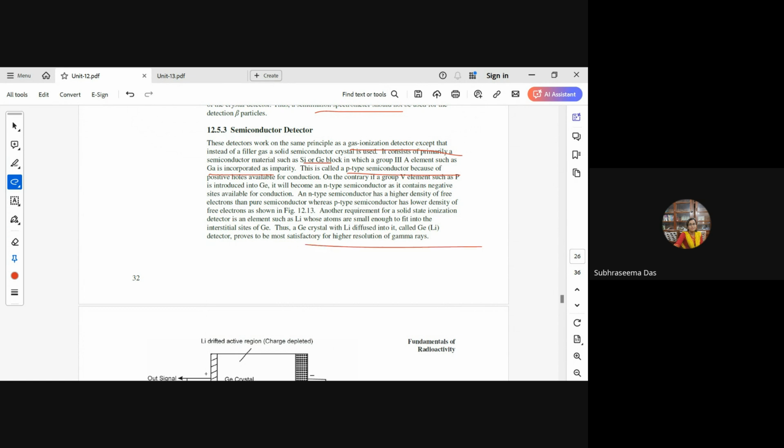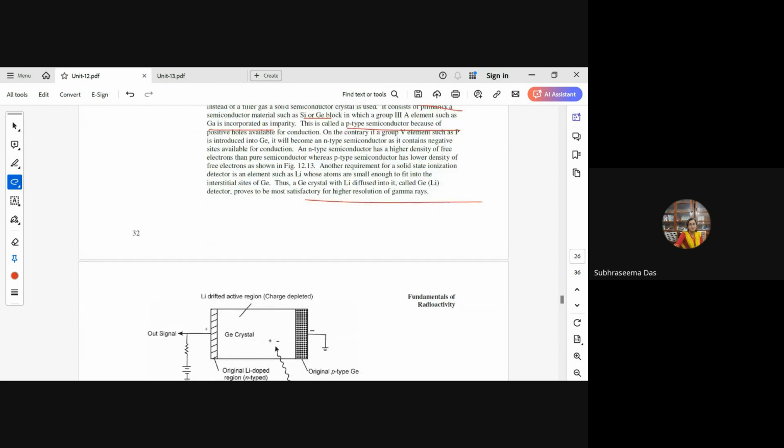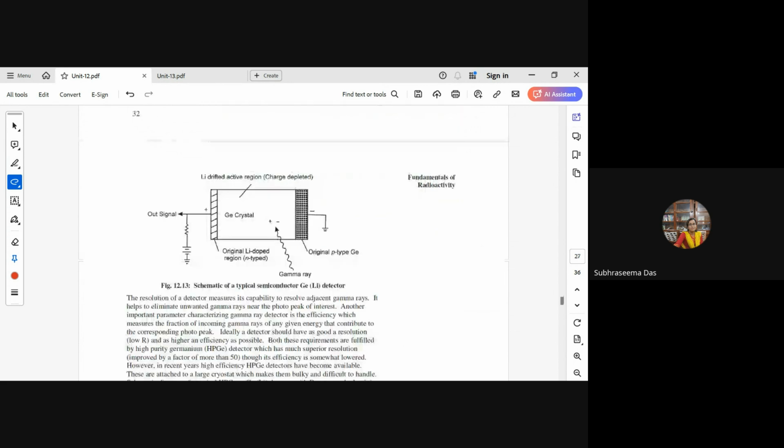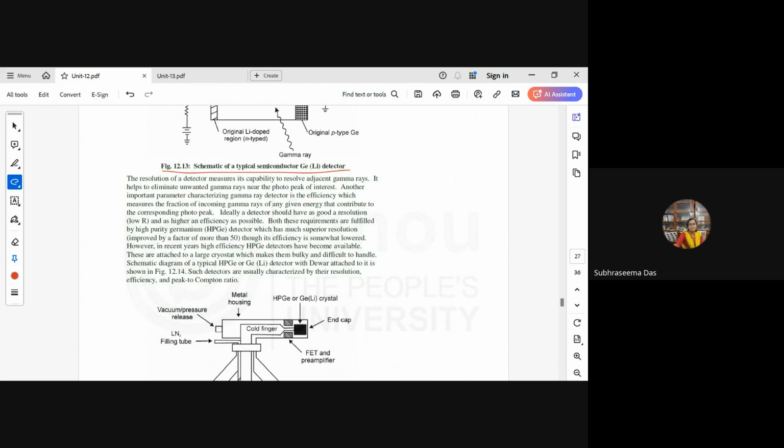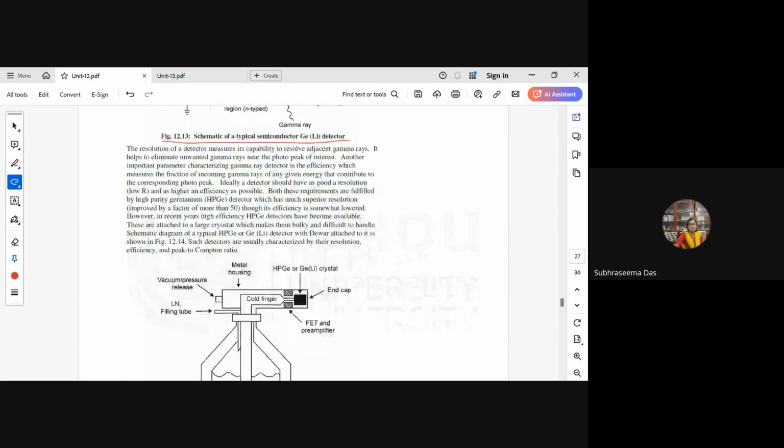It has been found to give higher resolution of gamma rays. So to understand gamma rays, a Ge crystal infused with Li has been used here. Figure 12.13 shows a typical semiconductor Ge-Li detector. The resolution of this detector is very efficient to resolve adjacent gamma rays. It helps to eliminate unwanted gamma rays near the photopeak of interest. Another important parameter that characterizes this gamma ray detector is the efficiency, which measures the fraction of the incoming gamma rays that contribute to the corresponding peak.